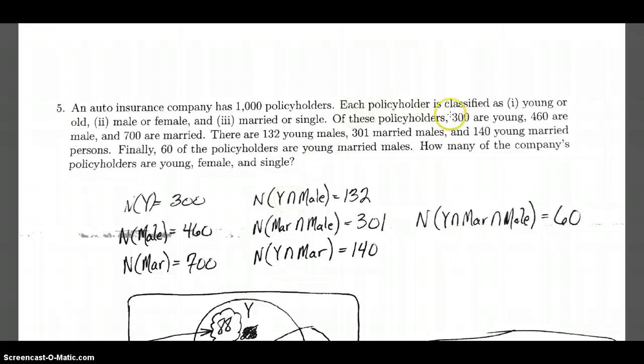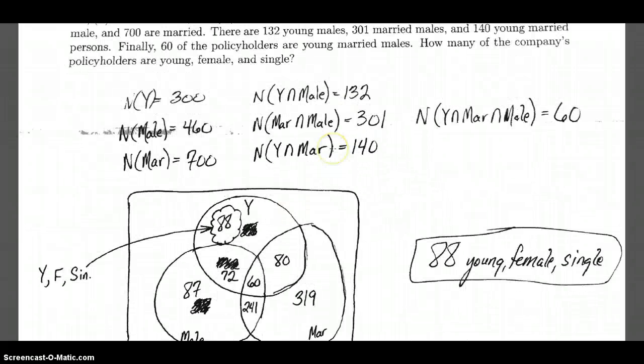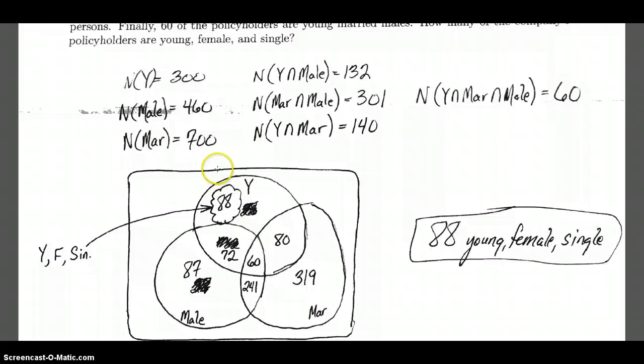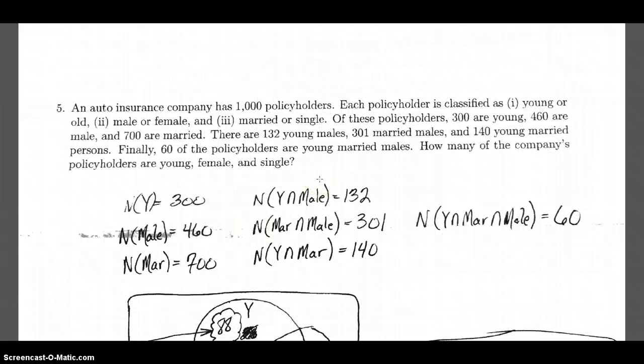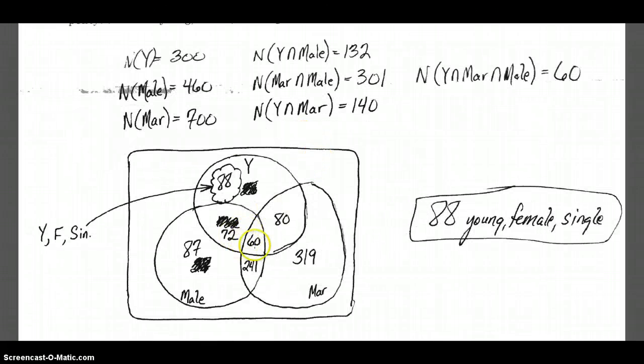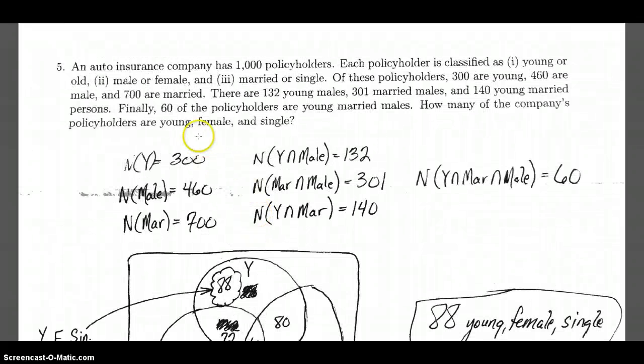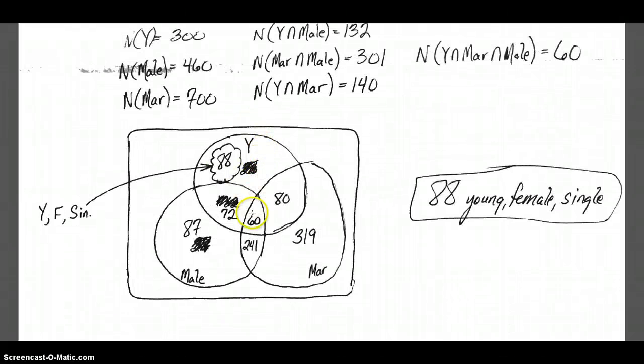Okay, so we just use these numbers and we fill in everything except I think it's the 88. As soon as we know, it's easiest to start at the end. So we have 60 young married males. We put that 60 in the middle. If we wouldn't have that for some reason, if they would not give us this number, we could always just put an X there and continue and then write out some equations.